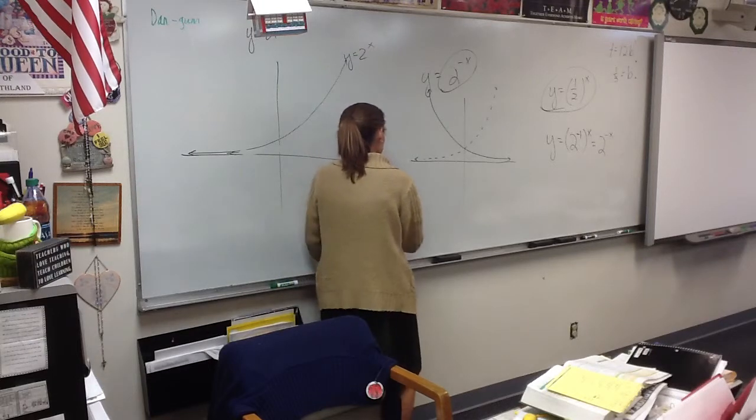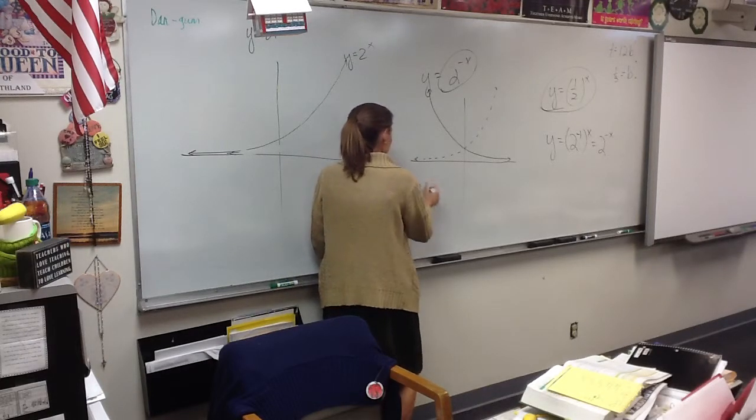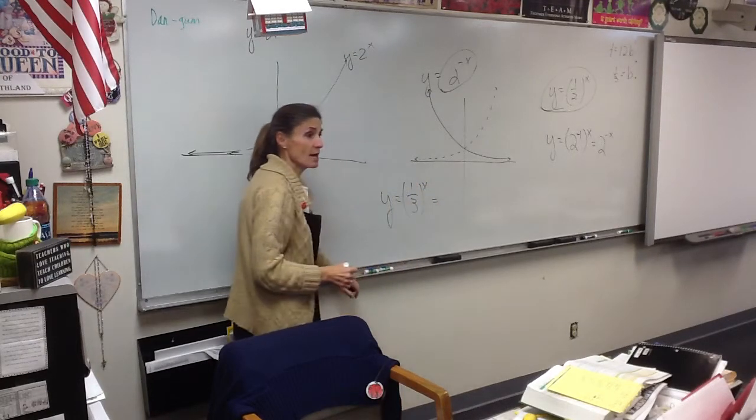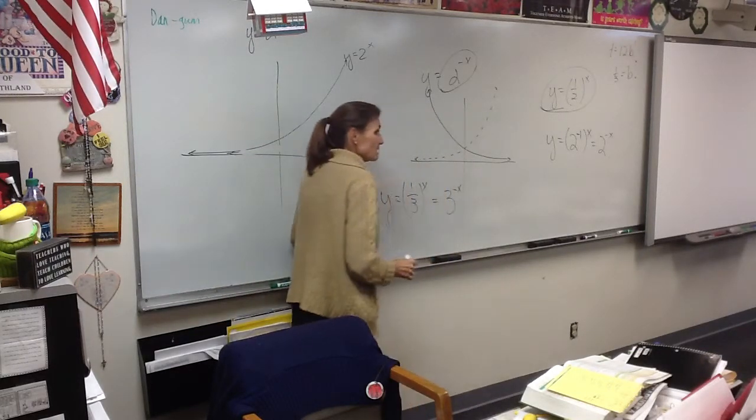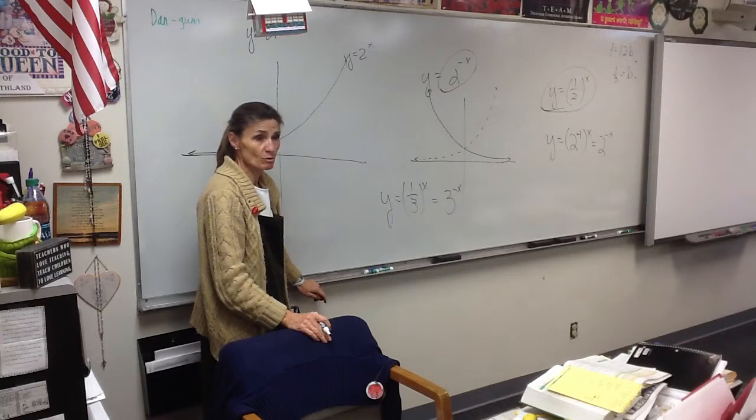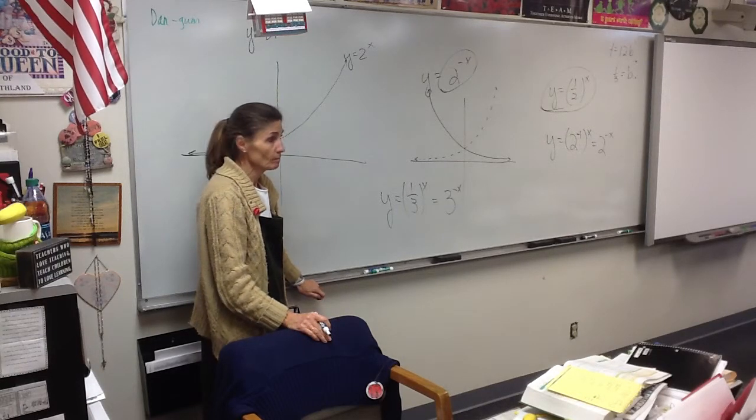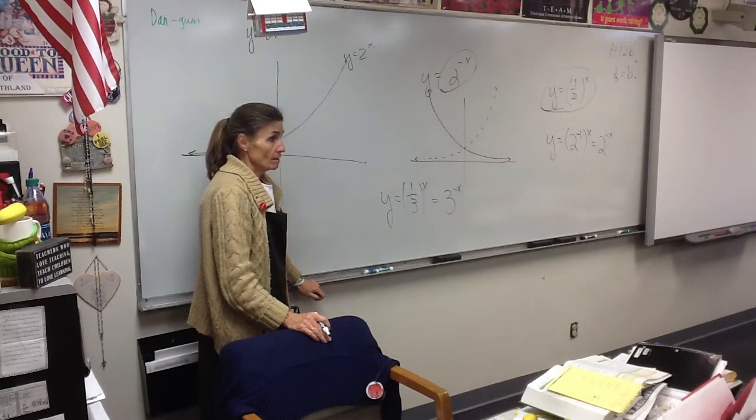So how would you sketch 1/3 to the x? What would that be sketched as? 3 to the negative x. Please keep that in mind when you hit some of those trickier ones. Okay?